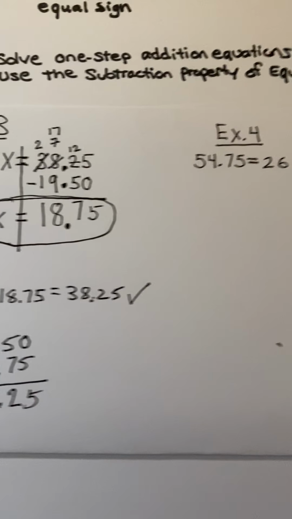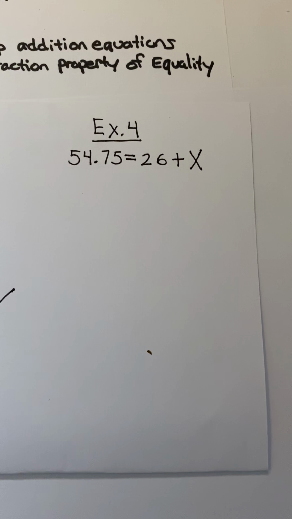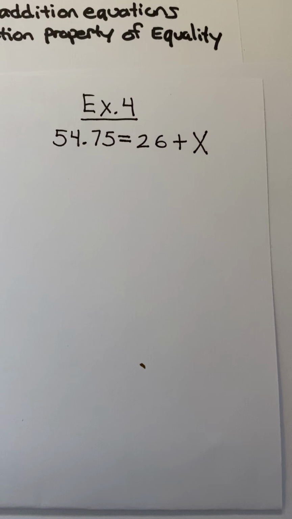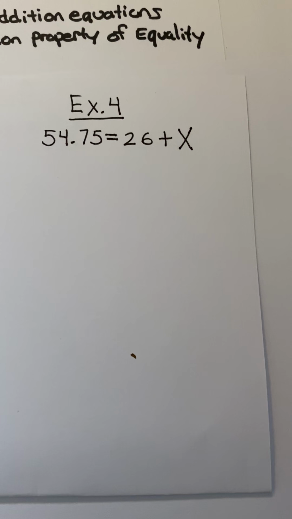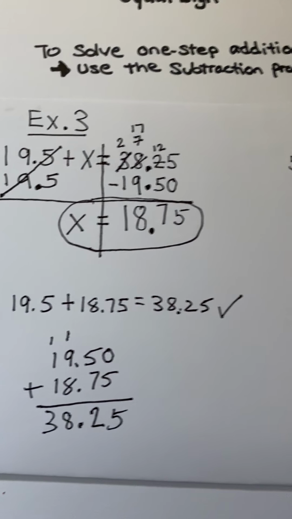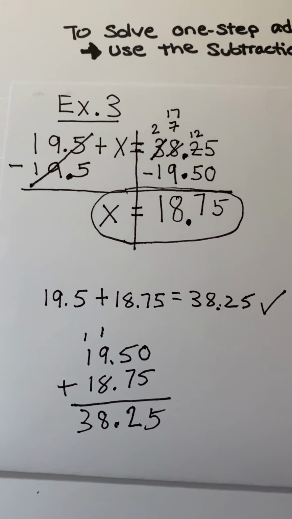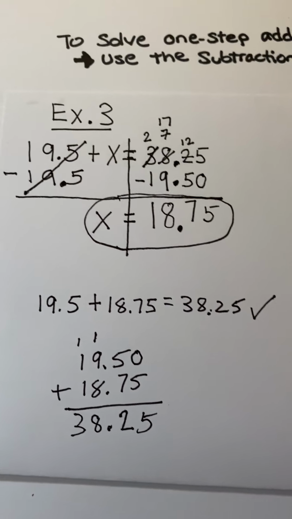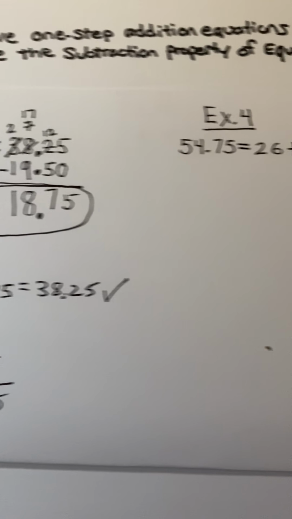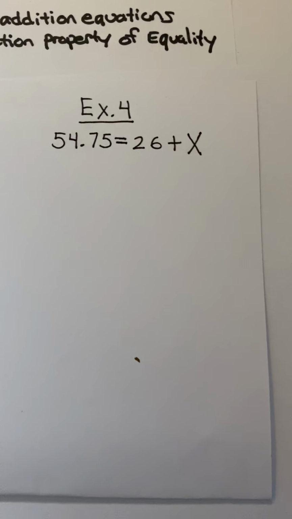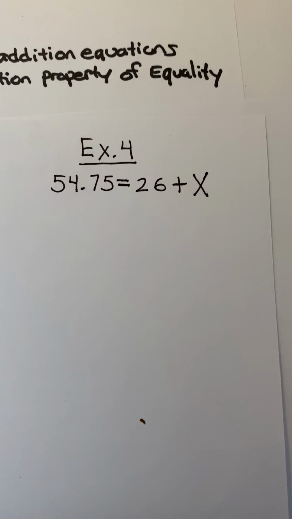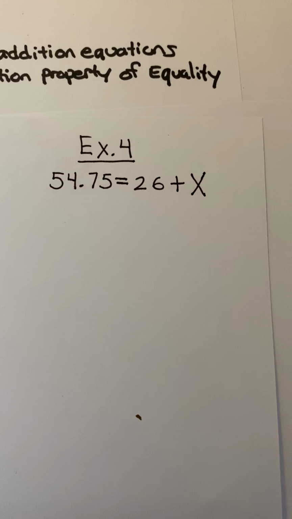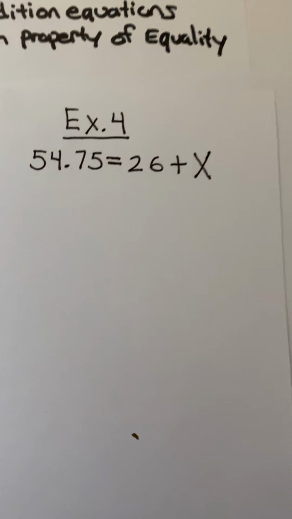Okay, let's move on to example number 4, which is 54.75 equals 26 plus x. Notice this time we put x on the right side of the equal sign. So no matter what, whatever position x is, it could be on the left, it can be on the right side, it could be close to the equal sign, it could be away from the equal sign, it doesn't matter. Wherever the equal sign is, it doesn't matter wherever the variable is, you have to isolate that variable. In this case, it's x.